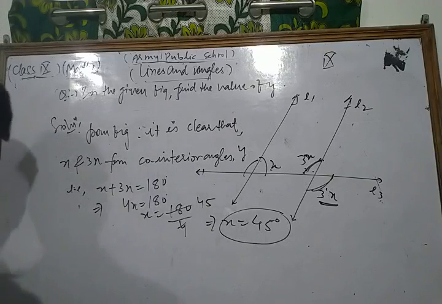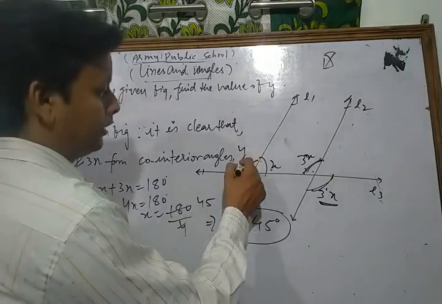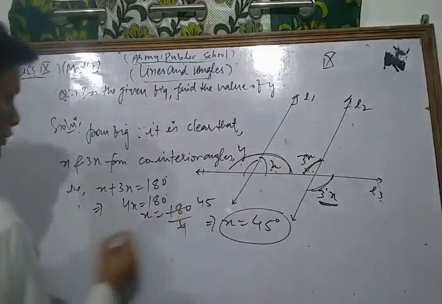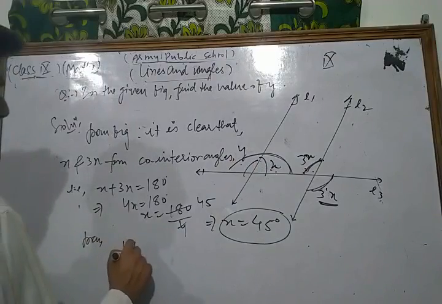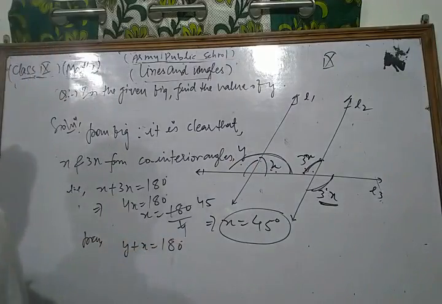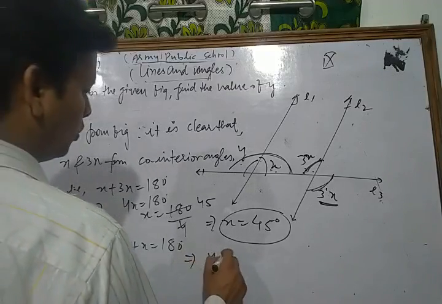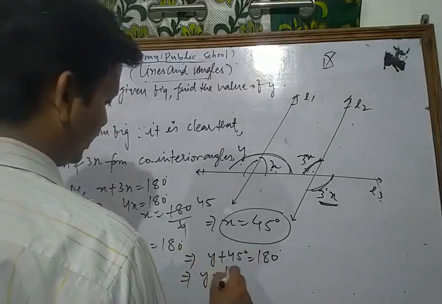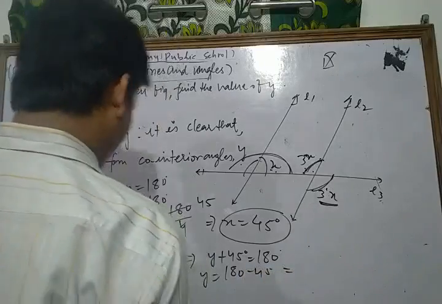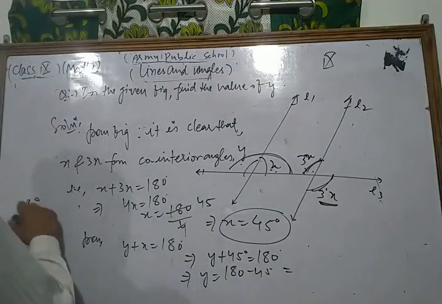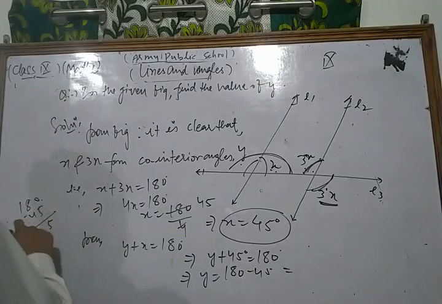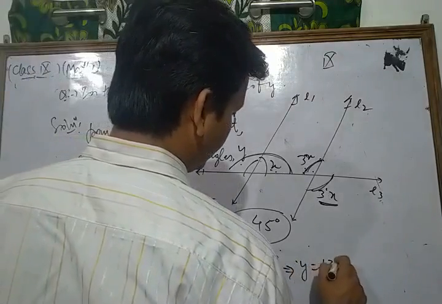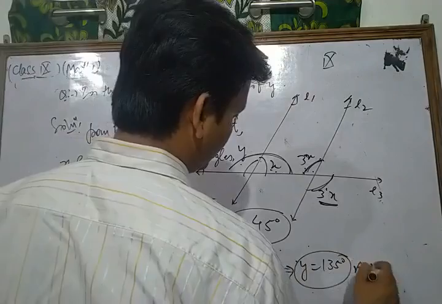Okay. Now let's see. Here y and x form a linear pair. So from the figure, y plus x is equal to 180 degrees. So we get y plus 45 is equal to 180. So y is equal to 180 minus 45. Subtracting them, we get 135. This is angle y is equal to 135 degrees. This is the required solution of the given question.